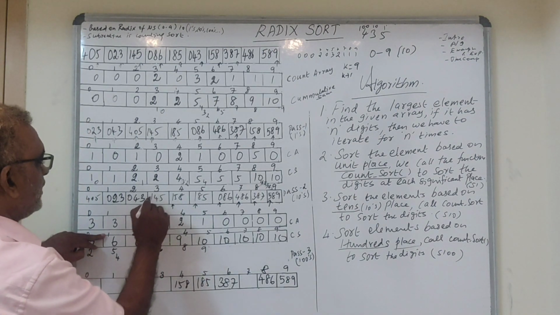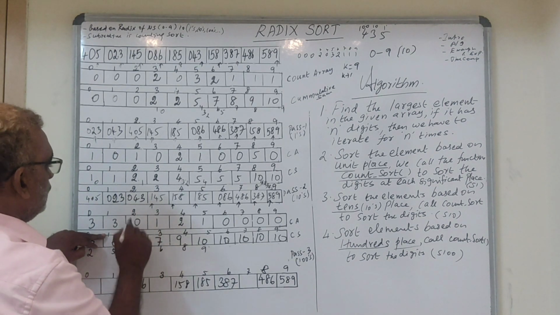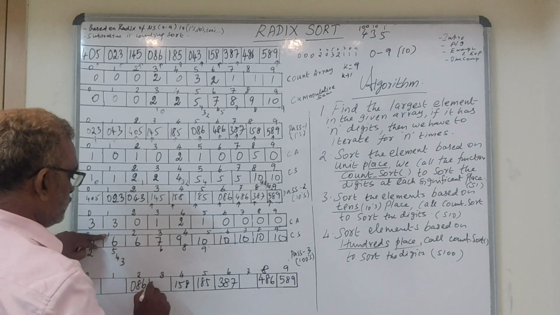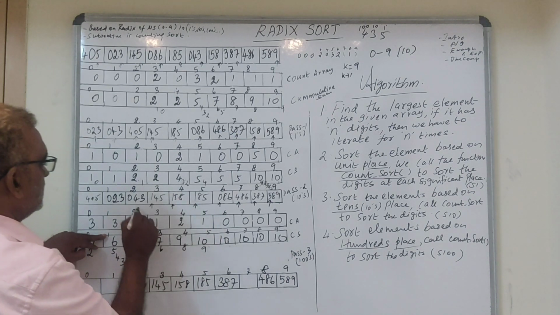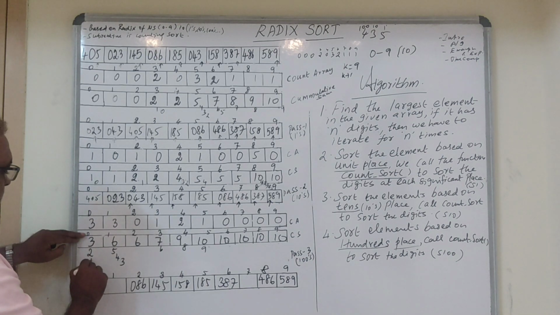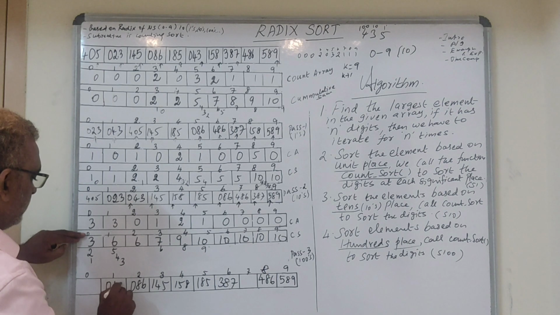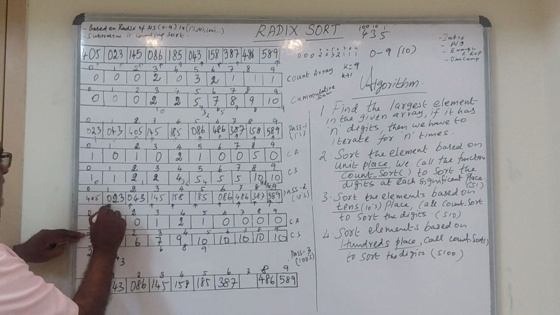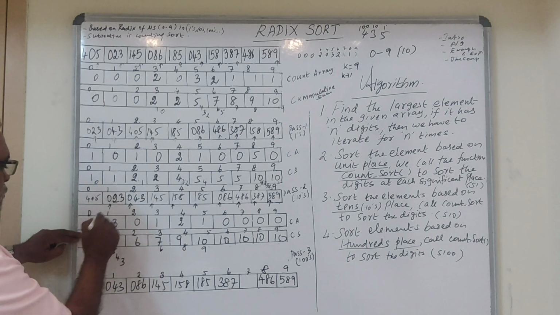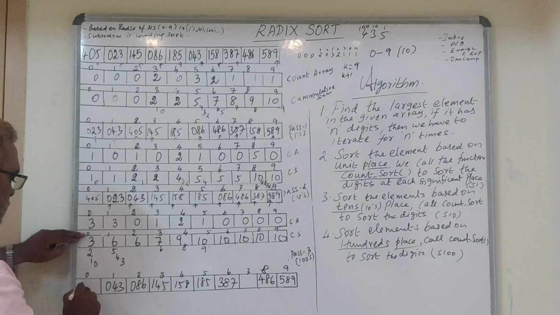Then similarly 145. Go to 1. Reduce the value, that is 3. In location 3, store the value 145. Similarly 0. Go to 0. There is already 2. Reduce the value, that is 1. In location 1, store the value 043. Similarly the next one is also 0. Go to 0. What is the value? That is 1. Reduce it by 1, that is 0. So in location 0, store the value 023.